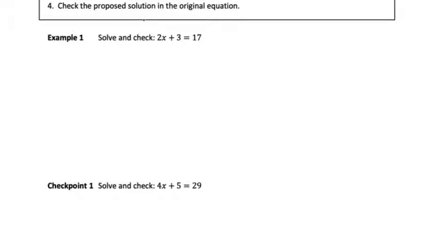So my first step is to get the x by itself. And we go backwards through order of operations here. So first we get rid of things that are added and subtracted. So the first thing I need to get rid of is this plus 3. And I get rid of that by subtracting 3 from both sides. That leaves 2x on this side. That's gone. And 17 minus 3 is 14.